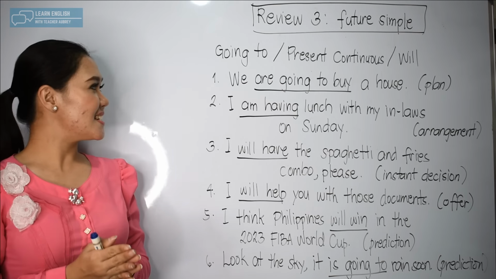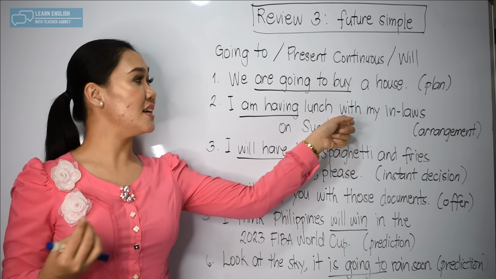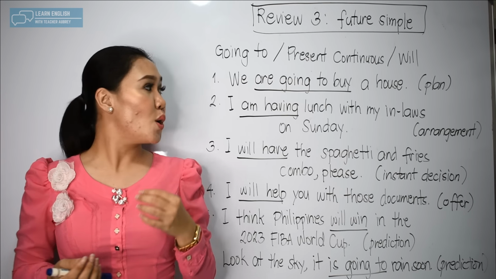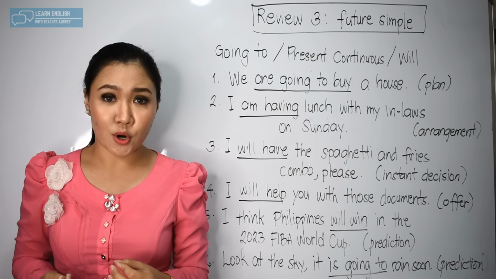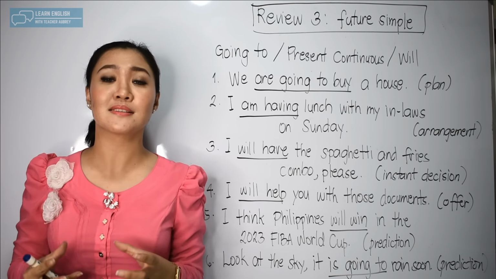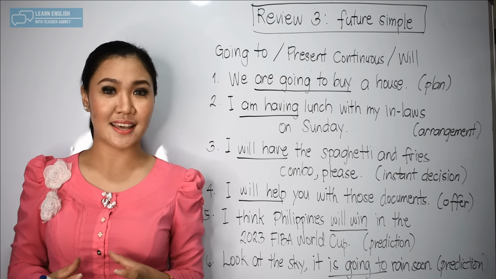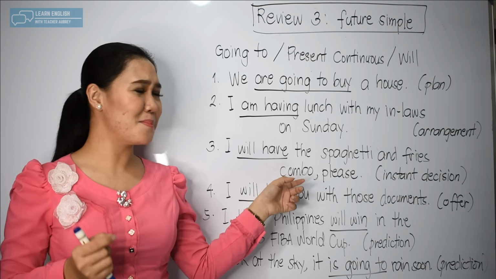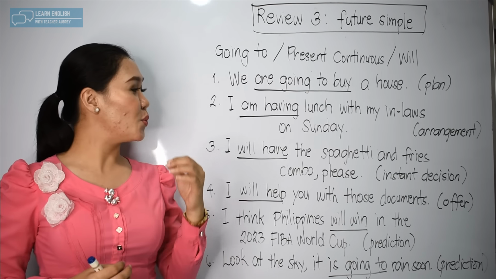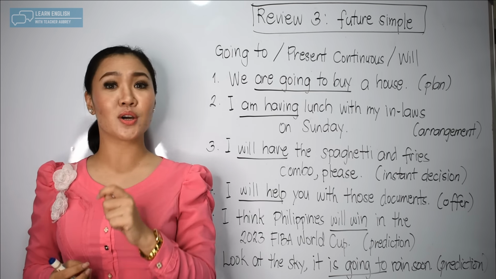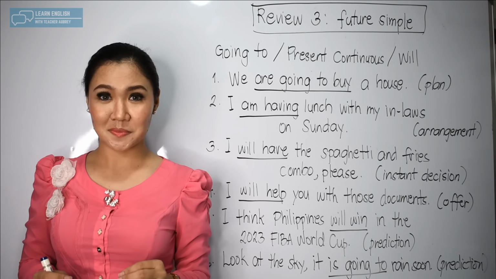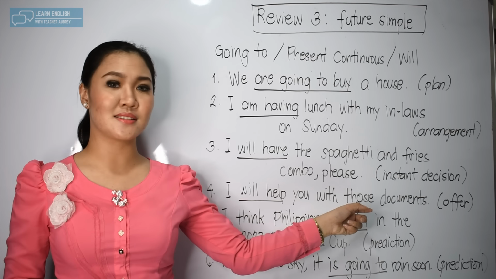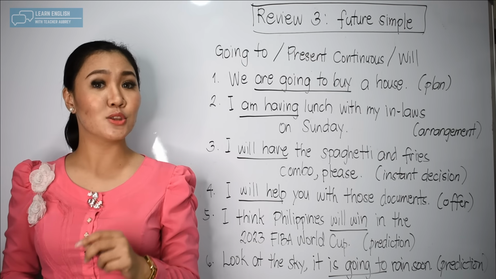Okay? Next is, I am having lunch with my in-laws on Sunday. Ginagamit naman natin ang present continuous or the ing form of the verb kapag mayroong fixed arrangement. Understand? Next is, I will have the spaghetti and fries combo, please. Ginagamit naman ang will kapag mayroong instant decision. Okay? Next, I will help you with those documents. Ginagamit din ang will kapag tumutukoy sa offer.